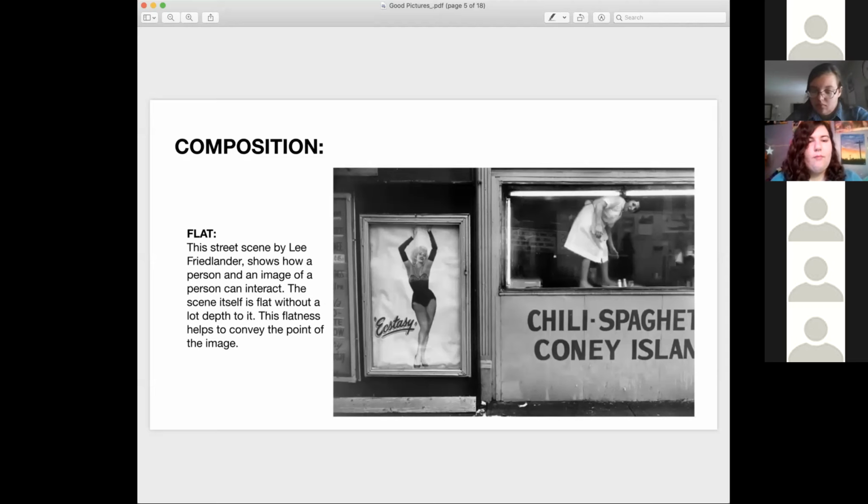So we've got a picture of a striptease act and then a lady standing in a window, but they're both kind of flat. You don't see any kind of dimension on either of them because you don't see any shadow or anything like that. And so the scene itself is flat without a lot of depth to it. This flatness helps convey the point of the image. They both could be posters, even though we know that the one on the right is not a poster. They're both flat.